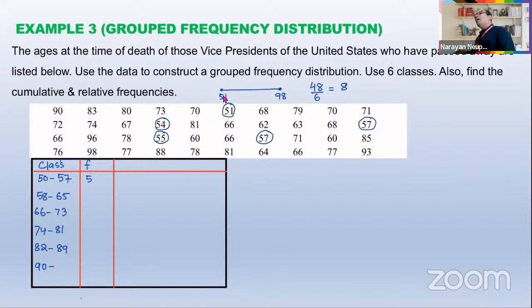It will be 97. But if I do 97, I will be left with just one data value at the end. So I can include 98 in the last group, because if I make another group, I'll have an almost empty group with just one element there. So I just include the last one there.